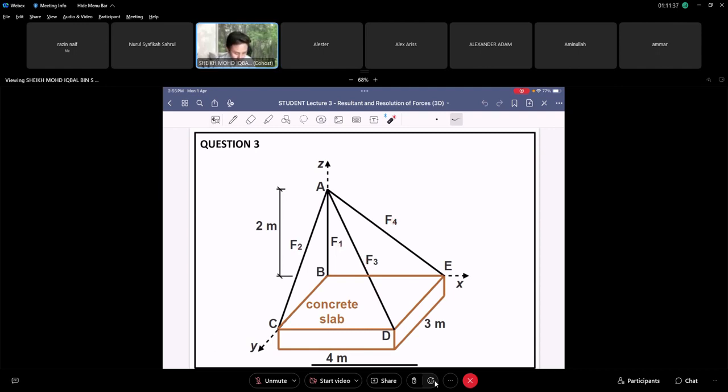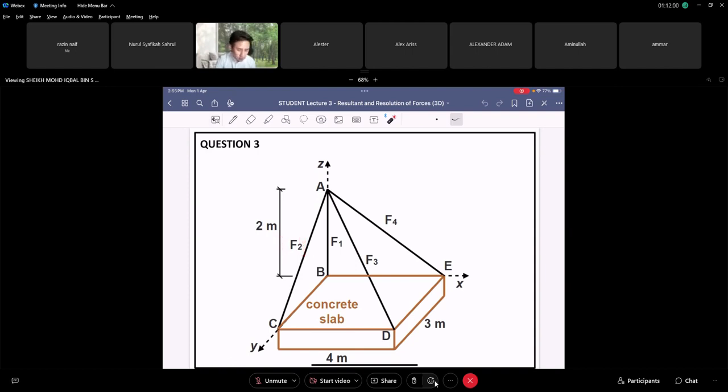So for F2, is it hard to calculate? No, because we already know F1 here, which is 2, and then we know BC here, which is 3. So 3 square plus 2 square, and then square root it. Using Pythagoras theorem, we will have the hypotenuse. So now we have the magnitude of F2 already.